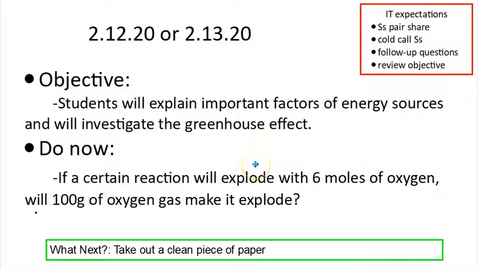Pause the video and unpause it when you're ready for me to go over the do now. Leave it paused when people come in so that they can copy the objective and answer the do now question. Remember, that should be done individually for the first couple minutes.